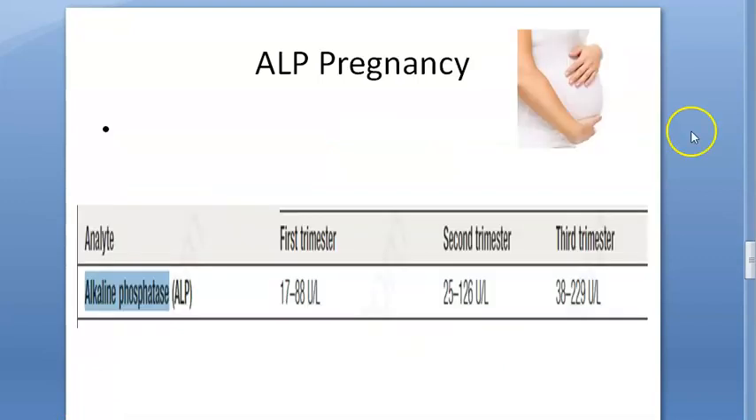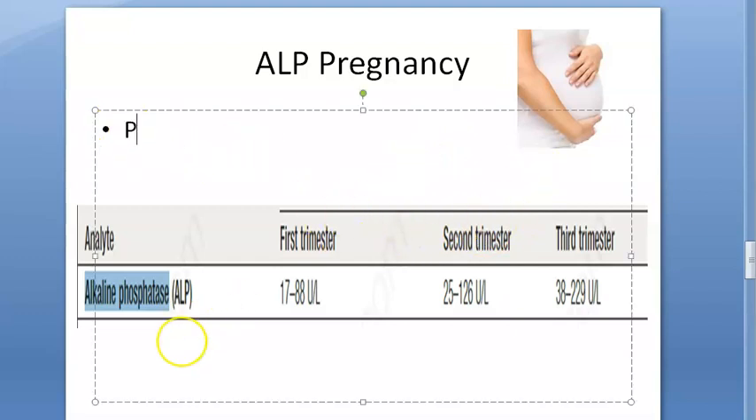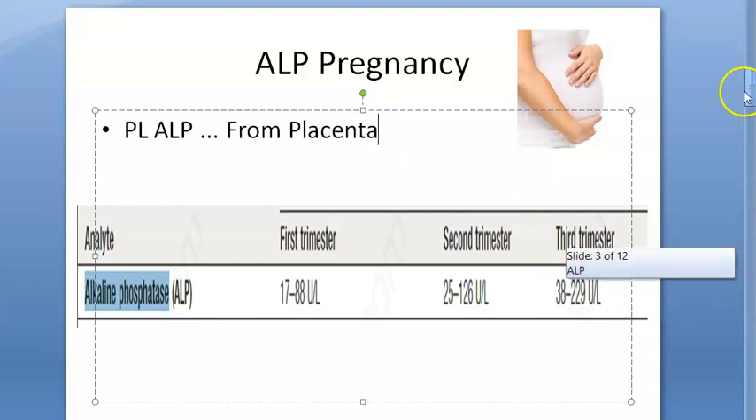The third thing you saw was pregnancy. In pregnancy also it can become more. Why? It is being made by the placenta. Actually, it is being made less by the liver at this time, but the placenta is making it more. Here they are calling this PLAP, placental alkaline phosphatase. This is from the placenta. Now let us go to the other things.